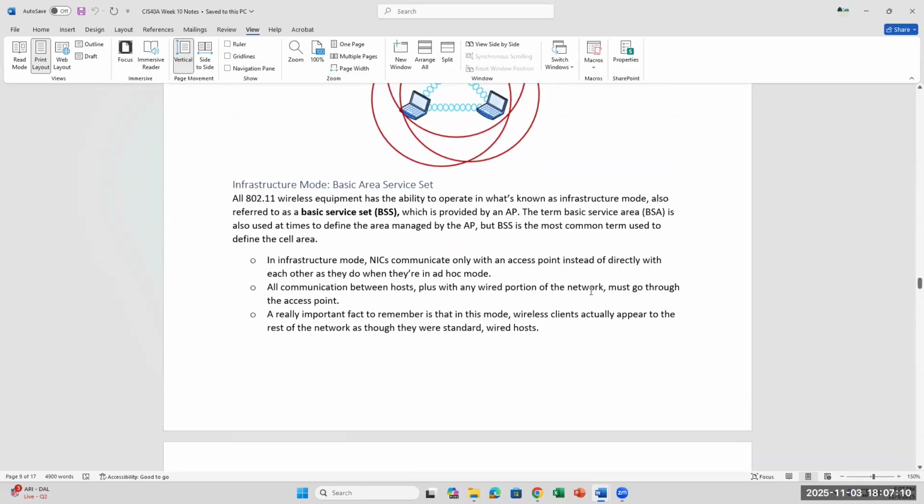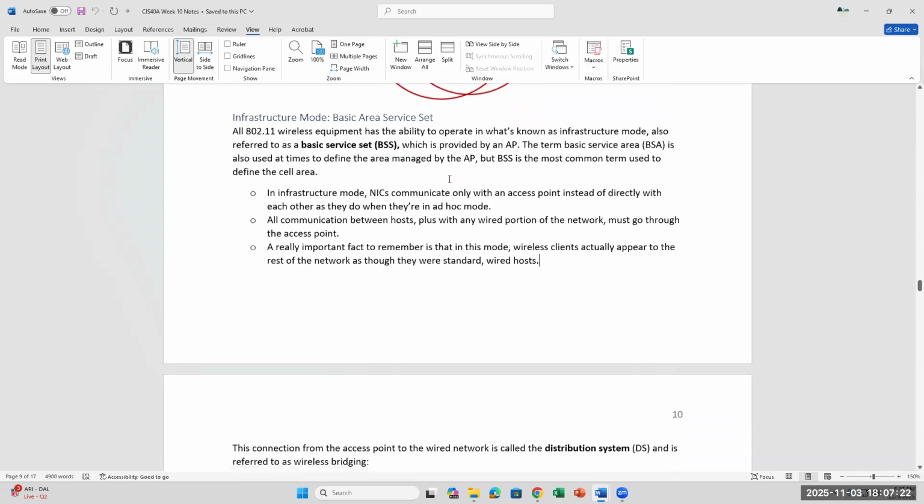And if you're using infrastructure mode, you're using the basic service set, your BSS, right? And this is typically with your access point. This is incorporated. So when you look through the configuration for your access point, you typically see your option for the basic service set.